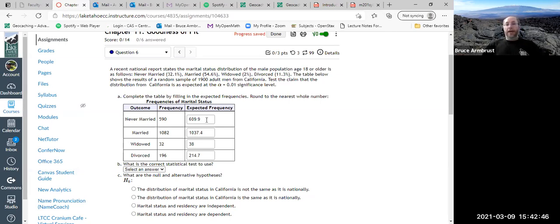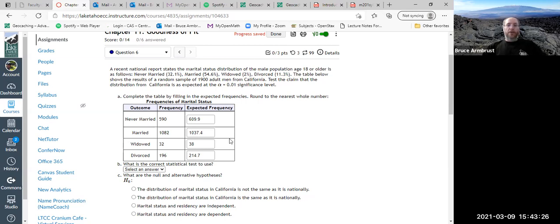Because that's what we're trying to do, right? We're trying to test the claim that the distribution from California is as we would expect from the national numbers. And I don't know about you guys, these don't seem that far off. 590 versus 610, 32 versus 38, 1,082 versus 1,037. So it looks kind of decent, but remember, that's not good enough for us. But what about at this level? So let's test this at the 1% significance level.